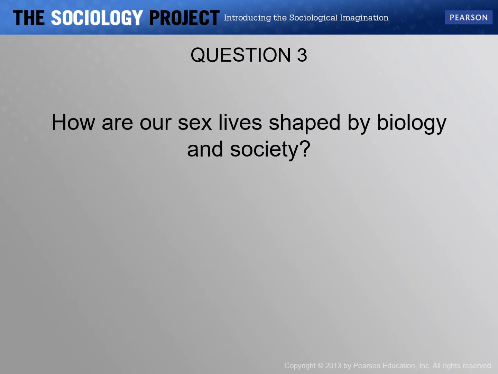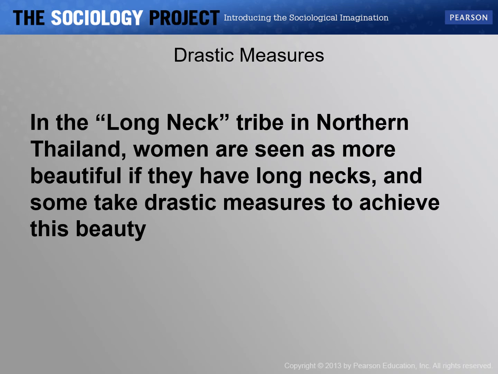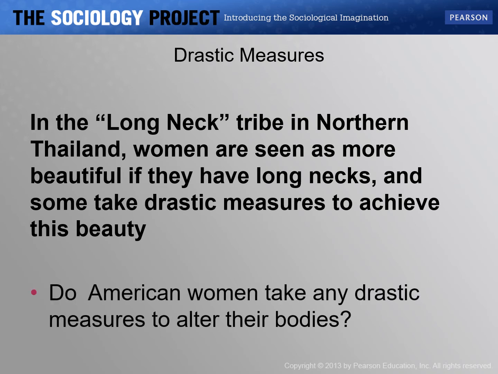Question 3, how is our sex life shaped by biology or society? Well, there are some dramatic measures, like some tribes in different parts of the world have dramatic measures to signify women, not the least of which is the long-necked tribe in Thailand. Sometimes it's genital mutilation, but it happens in the United States as well. So there are drastic measures like breast augmentation, facial reconstructive or plastic surgery, and some of these are pretty dramatic measures that men and women undergo.